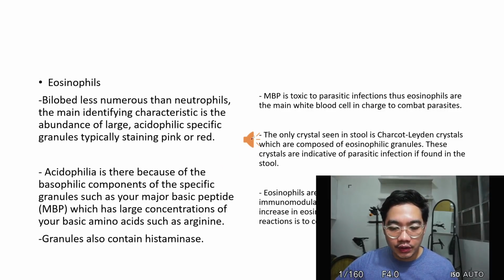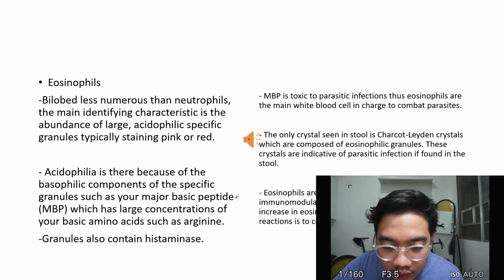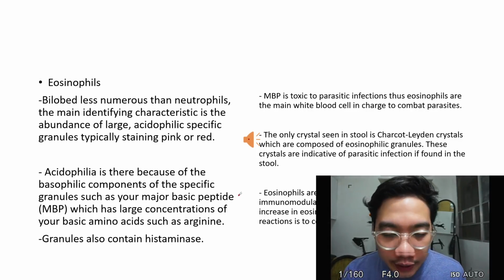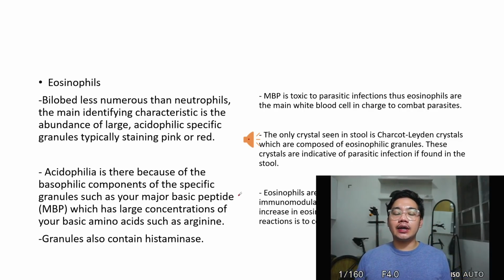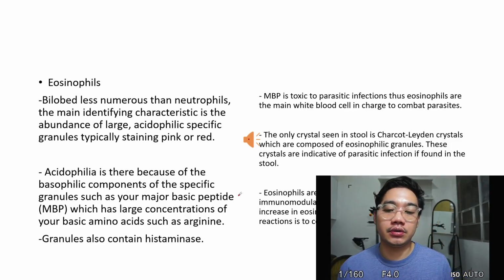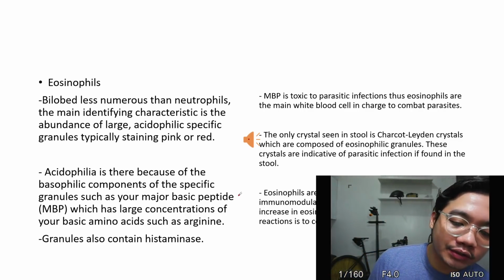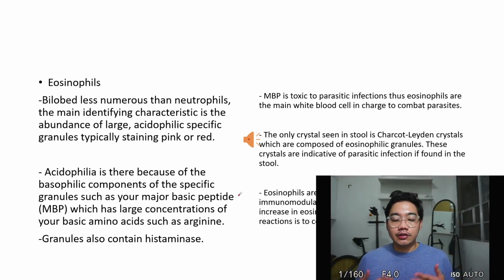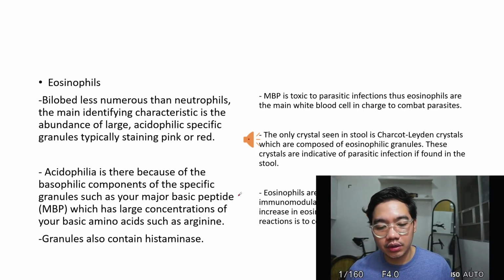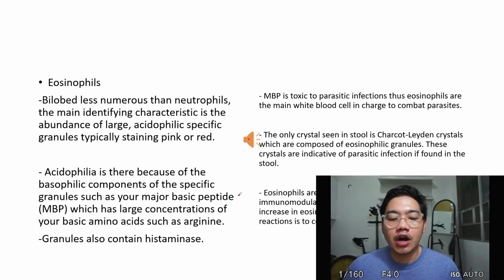So your eosinophils. Your eosinophils are bilobed, no, less numerous than your neutrophils, and they have large acidophilic granules because they have lots of alkaline components, no. Specific granules, typically staining pink or red. Acidophilia is due to the abundance of your major basic protein, large concentrations of your basic amino acids such as arginine.